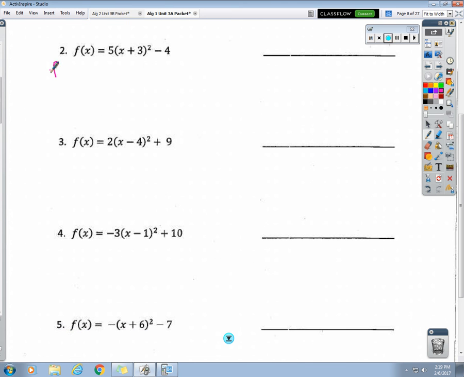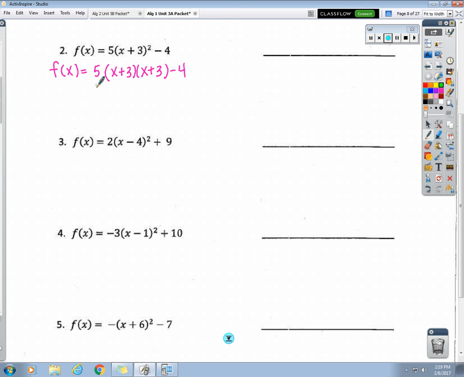Okay, f of x equals. The first thing I'm going to do is basically just rewrite it. So I'm going to bring down the 5. Instead of x plus 3 squared, I'm just going to go ahead and write it twice, because squared means you're multiplying it by itself. And then bring down the minus 4.